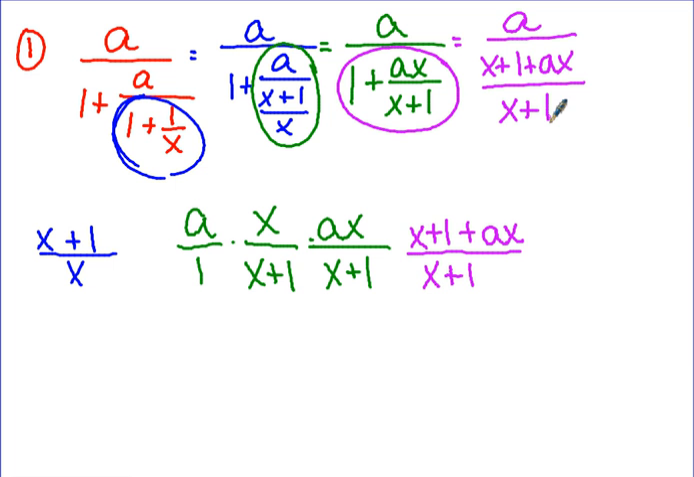And to simplify this finally, we are going to multiply a over 1 by the reciprocal of x plus 1 plus ax over x plus 1.